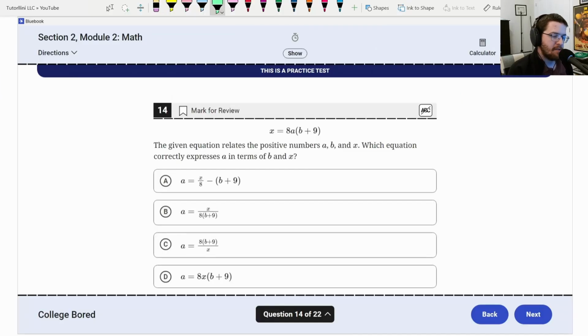Okay, question 14. So this is a literal equations question. I look where it says "in terms of," and the letter that comes right before that is the letter we want to get by itself. So that is A.